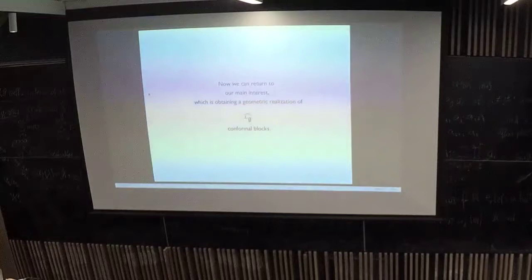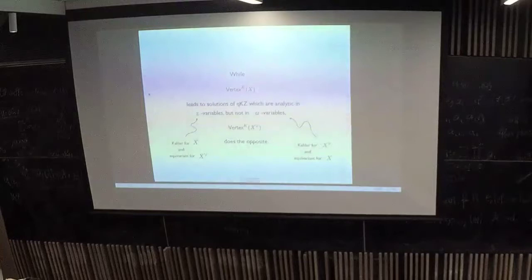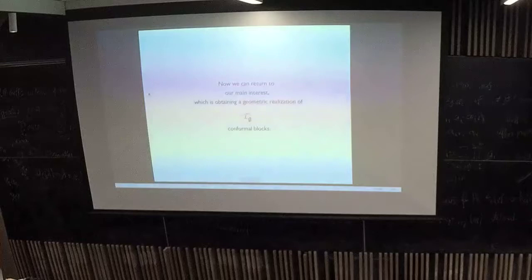The fact that you're solving the same equation, but you're getting two different bases of its solutions, and the relation between them is highly non-trivial. Yeah, because you don't use global, the story about global hypergeometric function. But then we'll talk. Anyway, so now our main interest is finding actual geometric realization of conformal blocks of the affine Lie algebra.